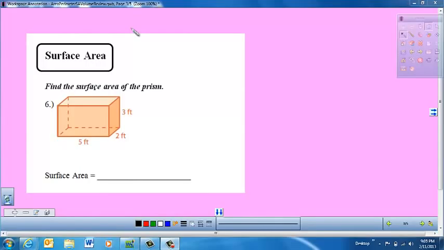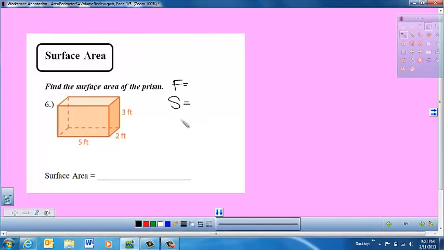Okay, moving on to surface area. To find the surface area of a prism, we need to find the area of the front, side, and the top. So I'm going to start off and call the front of my prism right here. This would be a 5 by 3, so the area of that would be 15. And then I'm going to say the side is right here. That would be a 3 by 2, so the area of that would be 6. And then the top part of my prism right here is a 5 by 2, and the area of that is 10.